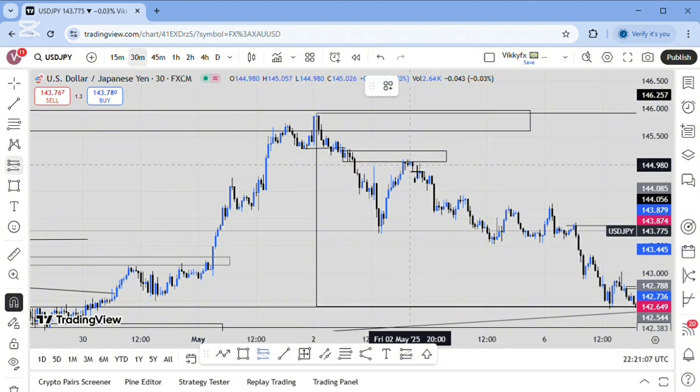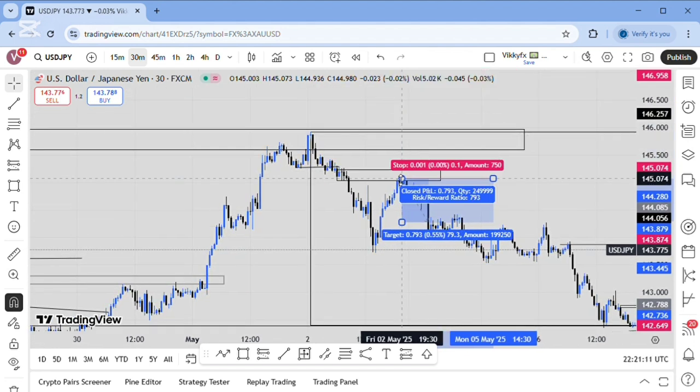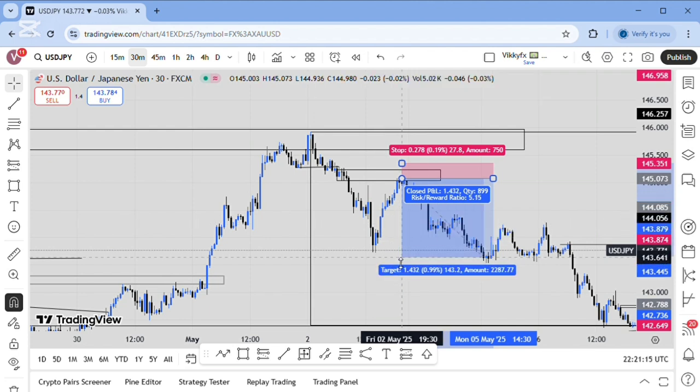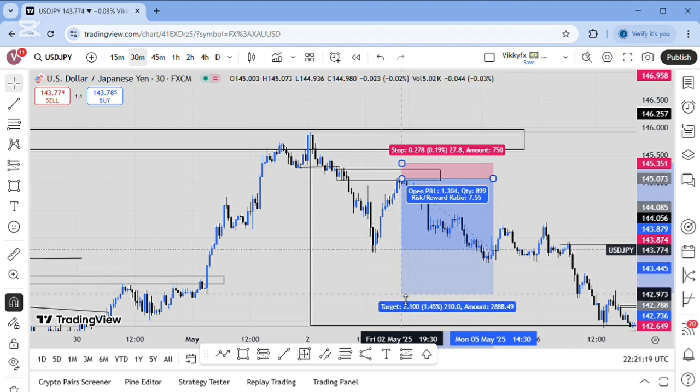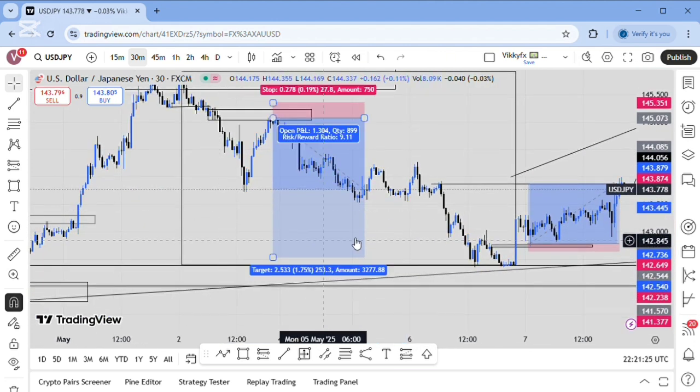This zone becomes my entry. Then I set my stop loss here. Then I can target the next low, that is 1:3, or I target the next liquidity, that is 1:9. You understand? So you just keep on looking for another entry.